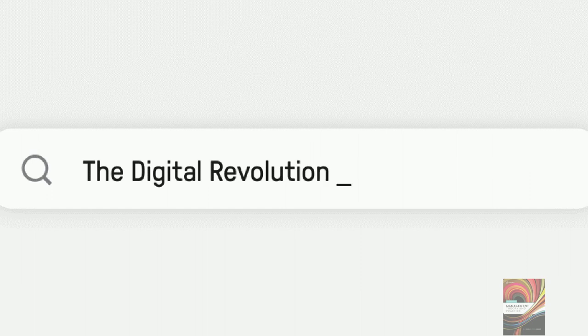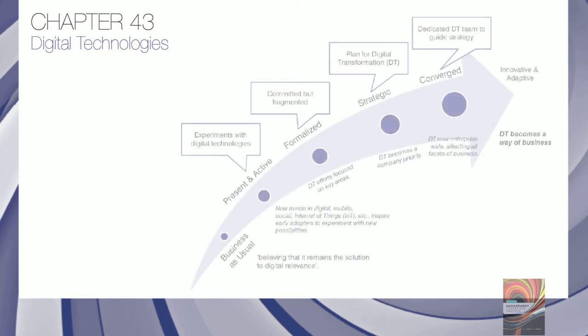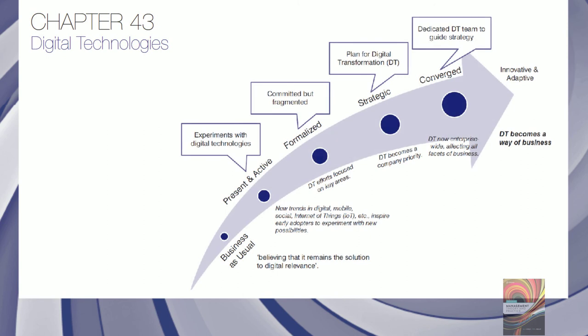Chapter 43 discusses digital technologies, considering how and why organisations may transform themselves digitally. The main focus is on the use of technology to improve performance. Digital transformation is the integration of digital technology into all areas of business, fundamentally changing how the organisation operates and it delivers value to customers.